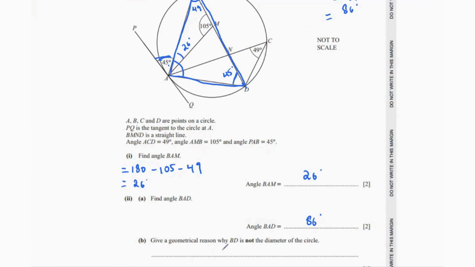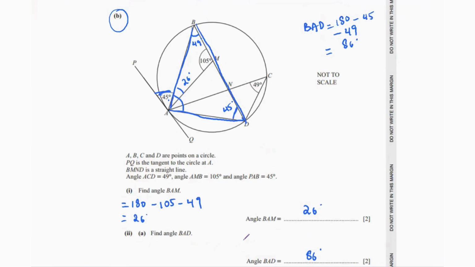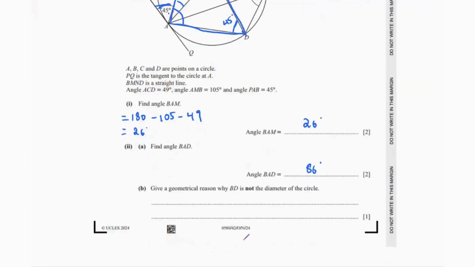Then give a geometrical reason why BD is not the diameter of the circle. Because BAD is not coming out to be 90 degrees. Angles in a semicircle are always 90 degrees. Since this one is coming out to be 86, that's less than 90. So that's why BD is not the diameter.